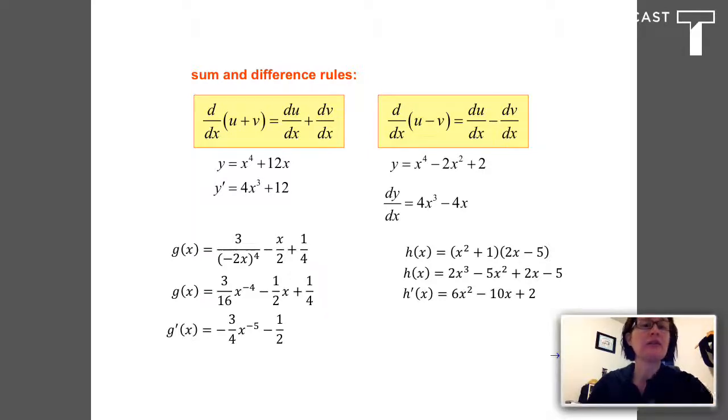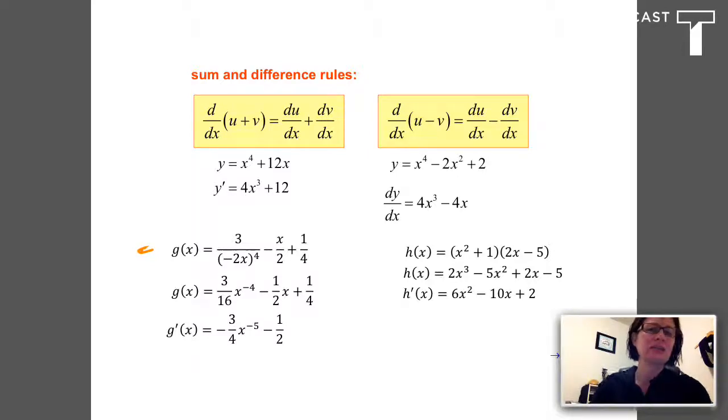So I want to jump down here to these two examples from your paper. If g of x is 3 over negative 2x raised to the fourth, minus x over 2 plus a fourth, our first step is to rewrite this so it looks like some constant multiplied by a power of x. So I'm going to multiply out that denominator. I get 3/16 x to the negative fourth minus 1/2 x plus 1/4.